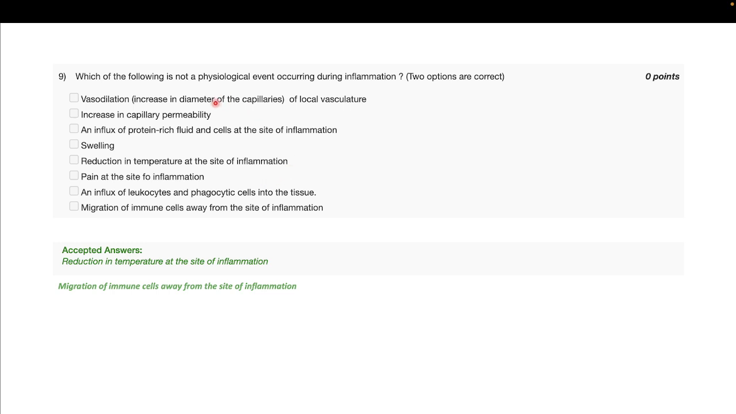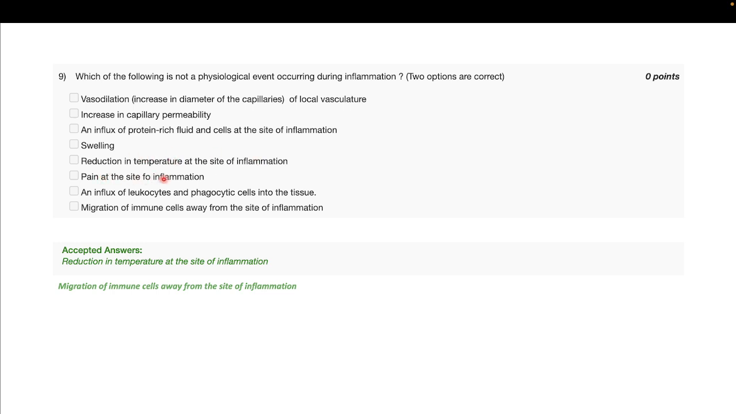Vasodilation definitely occurs in inflammation. There is increase in capillary permeability, as we saw a few slides back. An influx of protein rich fluid and cells at the site of inflammation, this is known as edema, that happens. Swelling also happens. The reduction in temperature doesn't happen because whenever you have inflammation, the site at which inflammation occurs is going to be a little warmer in temperature.